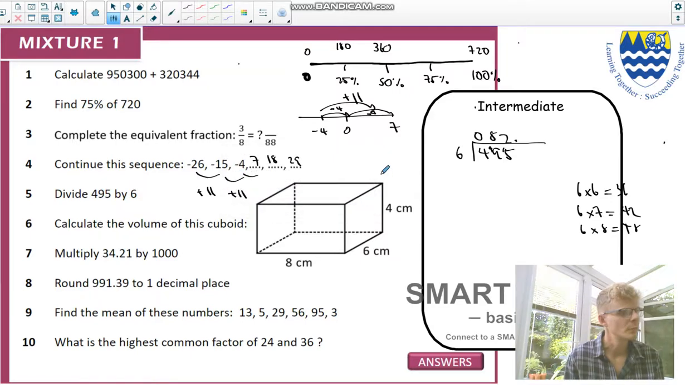Okay, welcome back. Sorry, we ran out of time there, so we're into part 2. So the question we got onto was how many 6s went to 15, which was 2, because 6 times 2 is 12, and we had 3 left over. So that meant that 6 didn't go into 495 a whole number of times, so we're moving into the decimals.